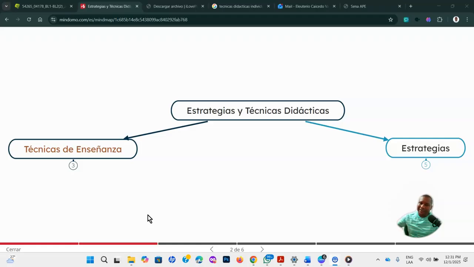I'm going to make this visual presentation about didactic strategies and didactic techniques. This is a task for general didactics.